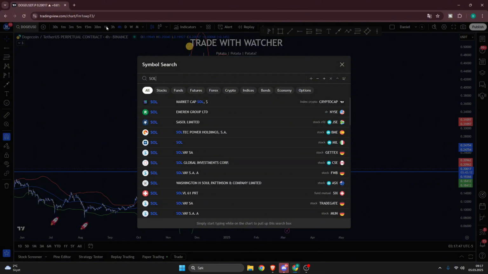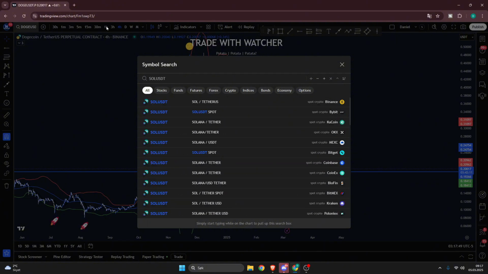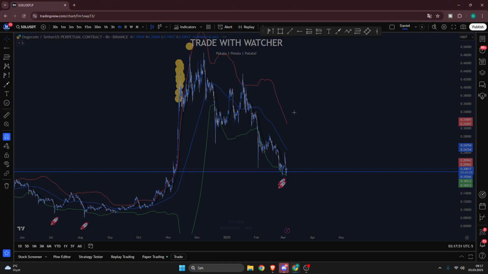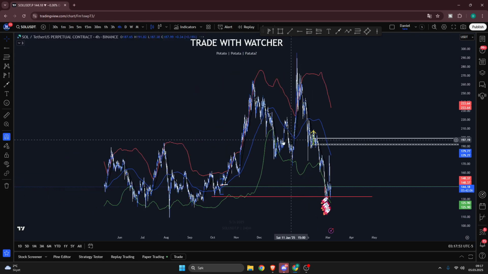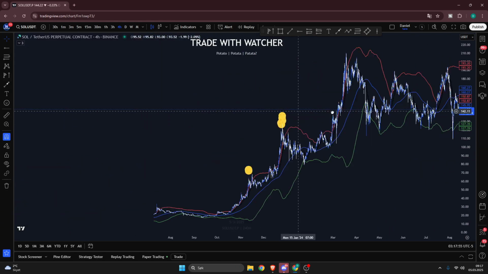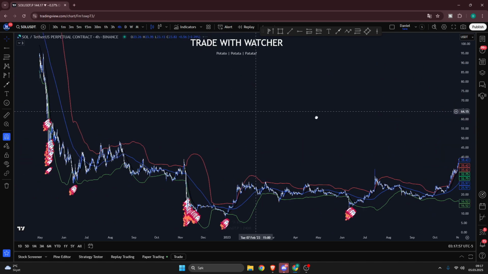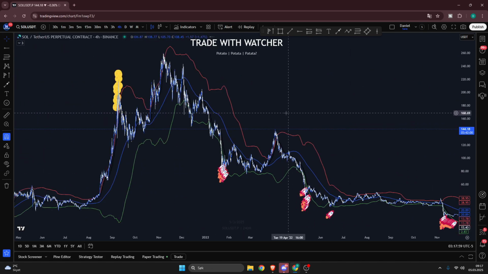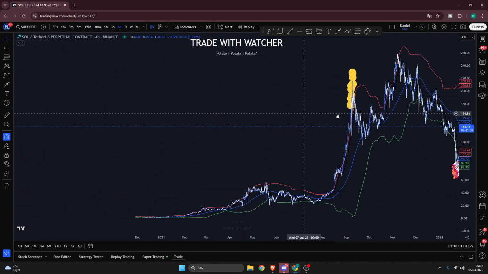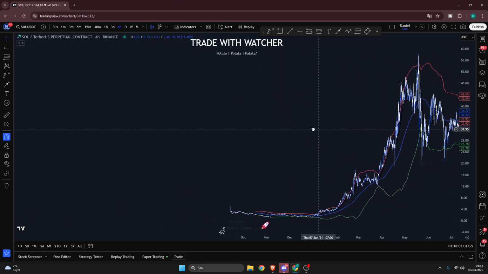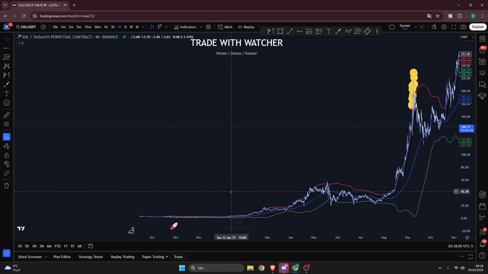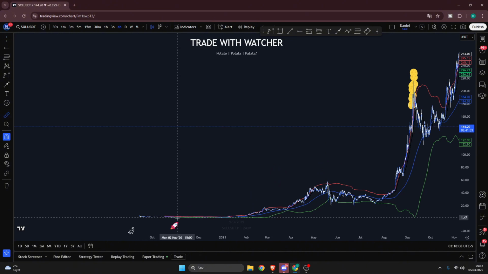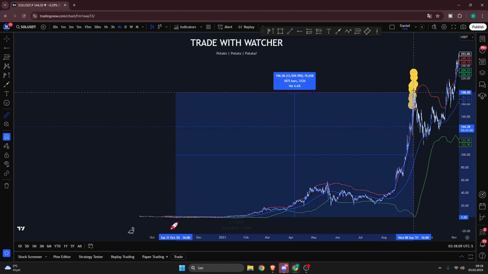Let's look at Solana, for example. Solana, USDT perpetual. Just showing some examples of this HODL mechanism because it's pretty fun. So you can see here on Solana, we went up to 200 and something, right? We got our first rocket right here on Solana, which is pretty incredible. So from here to here, the first one. Oh, that's a 12,000% gain. That's pretty crazy.